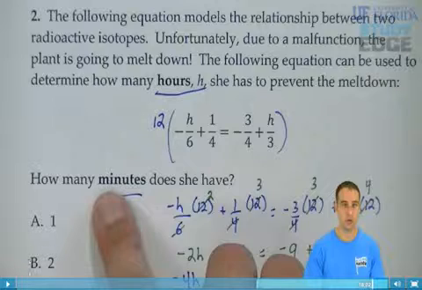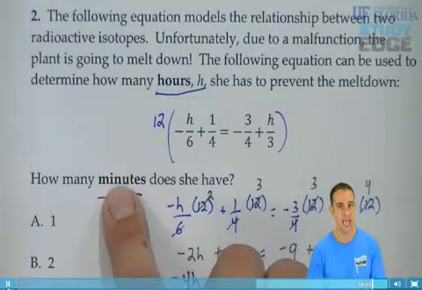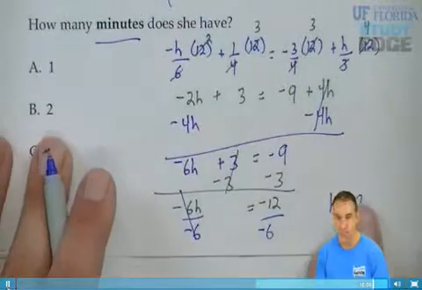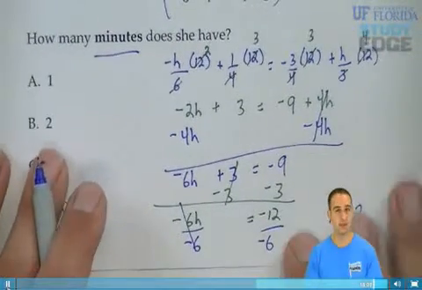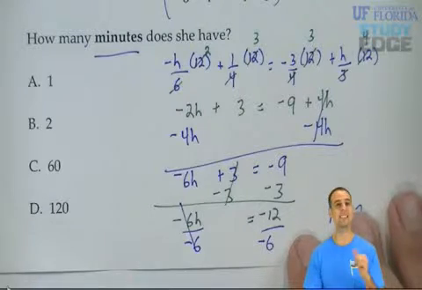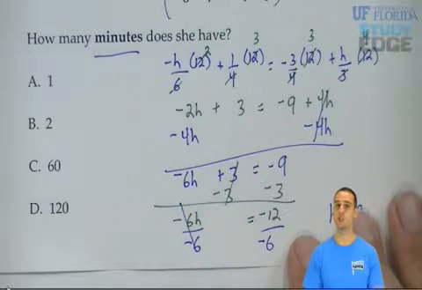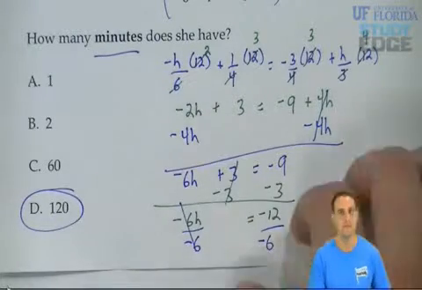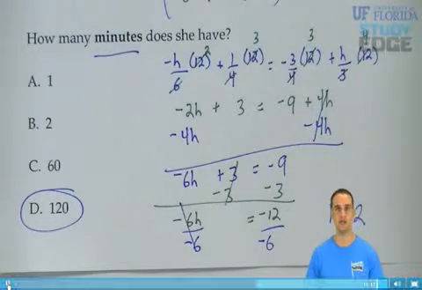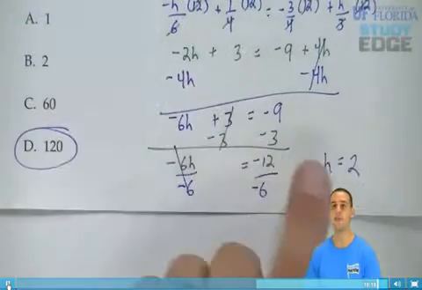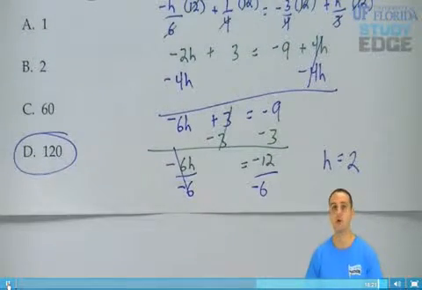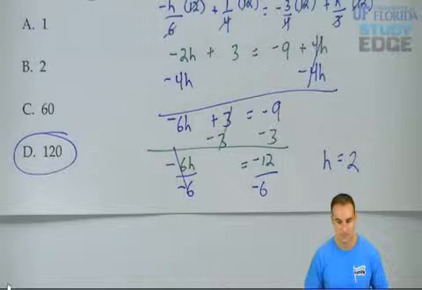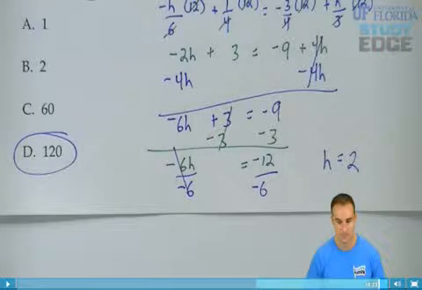Good job. We don't want h, we want minutes. So you gotta ask yourself, 1 hour is how many minutes? 1 hour is 60 minutes. So 2 hours, you would just double it, and that would give you 120 minutes for the final answer to this question. So again, if you want to solve, that's fine. Just make sure you're answering the question that they're asking for. Be careful. They like to throw tricky answers at you on the EOC.